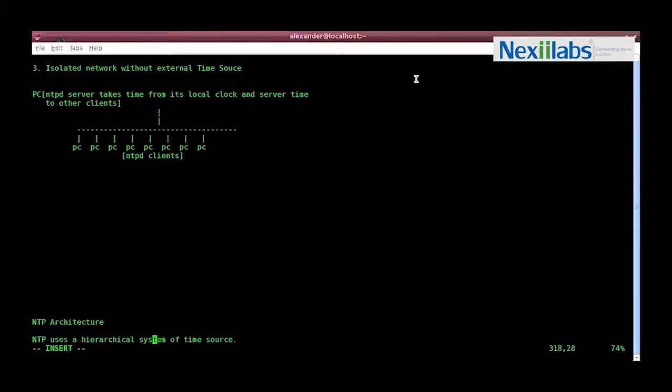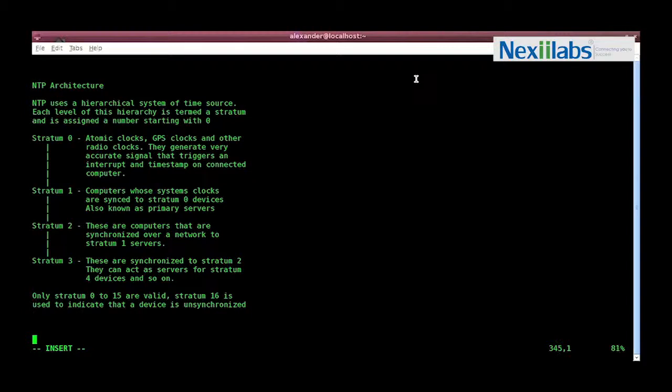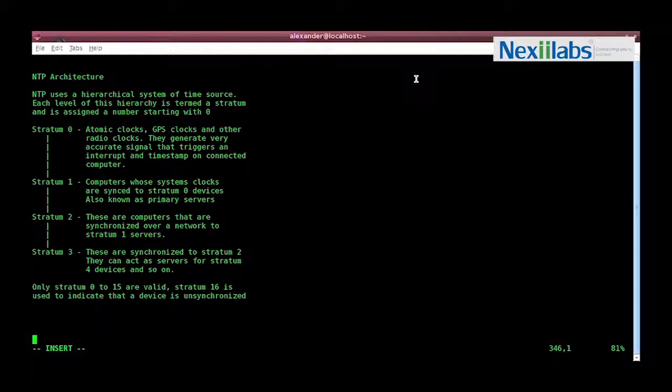Having considered these three example setups, let us understand the NTP architecture. NTP uses a hierarchical system of time sources. Each level of this hierarchy is termed a stratum and is assigned a number starting with 0. Stratum 0 devices are atomic clocks, GPS clocks, and other radio clocks. They generate a very accurate signal that triggers an interrupt and a timestamp on a connected computer. These connected computers comprise the Stratum 1 devices. The Stratum 0 devices are also known as reference clocks.